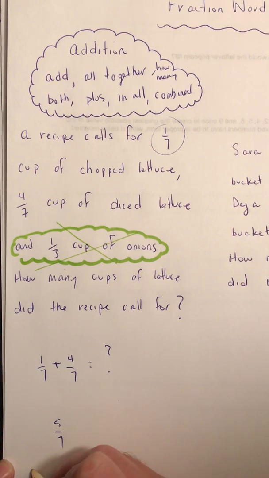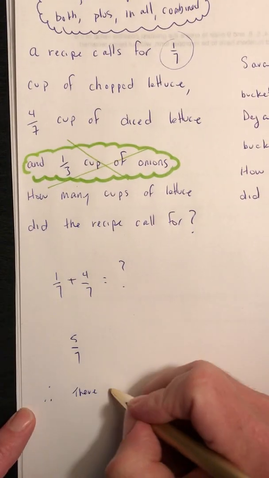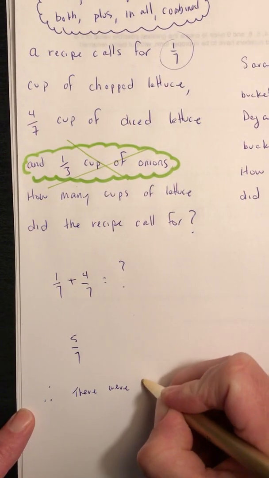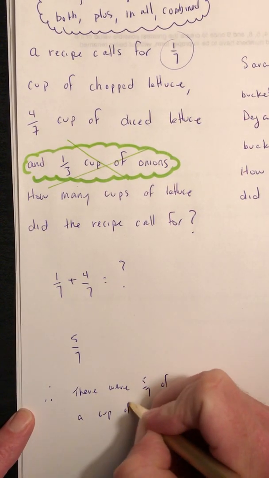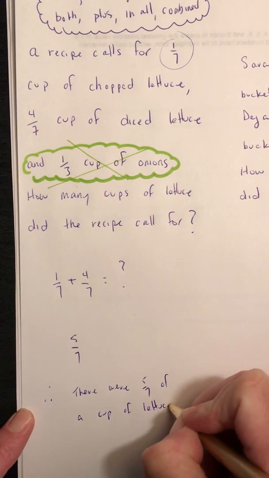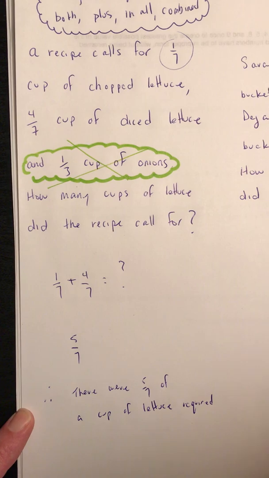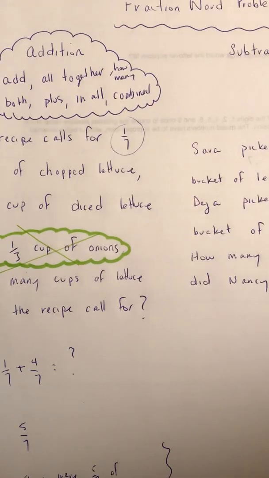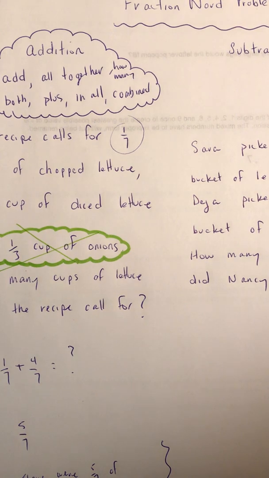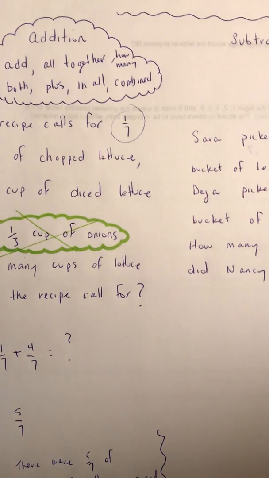Okay? So therefore, there were 5/7 cup of lettuce required. Okay? So that's how we do it. So this just omits a piece of information that we don't need. Really simple or really straightforward. We just identify exactly what the question's asking us.